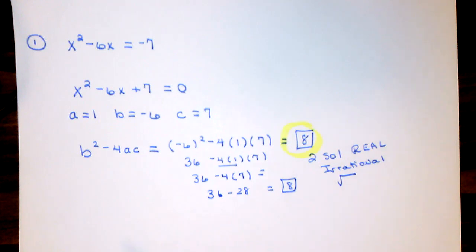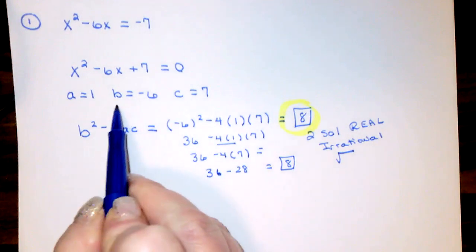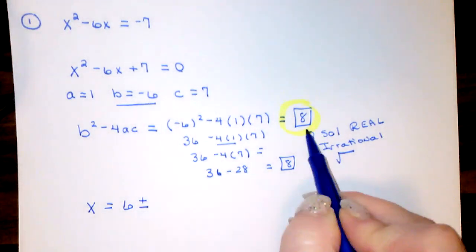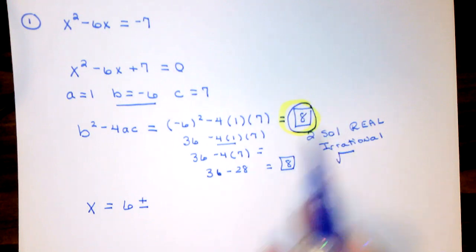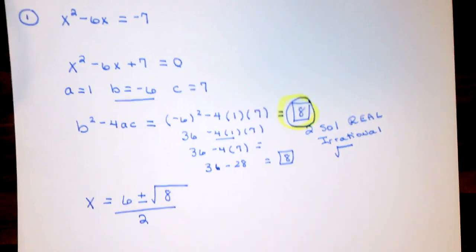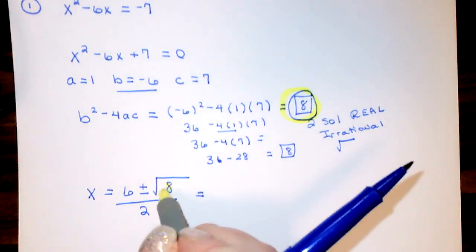Okay, so when I look at this, remember it is -b, so we're going to change the sign of this, plus or minus. This goes in for the b squared minus 4ac, and then it's all over 2a, which is 2. Now you do need to make sure you simplify your radicals.